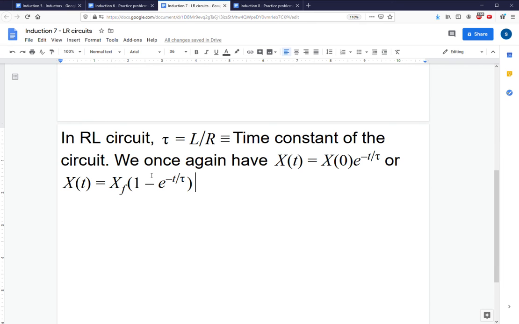The difference between an inductor and a capacitor is the time constant. Recall that for a capacitor, the time constant was R times C. For an inductor, the time constant is now L divided by R.